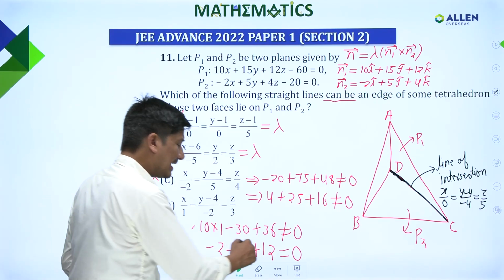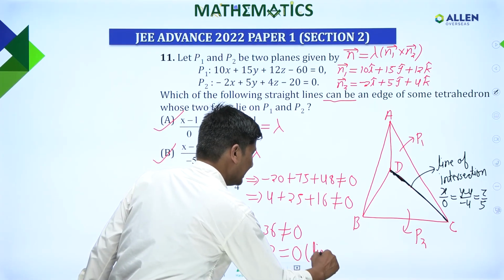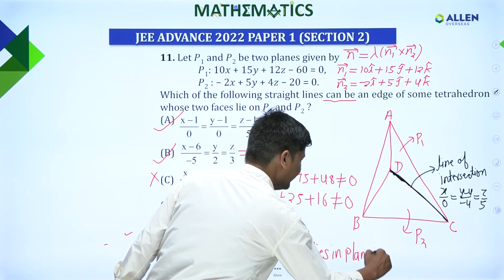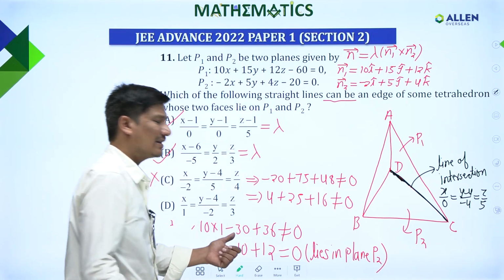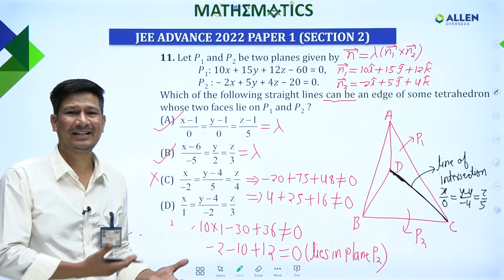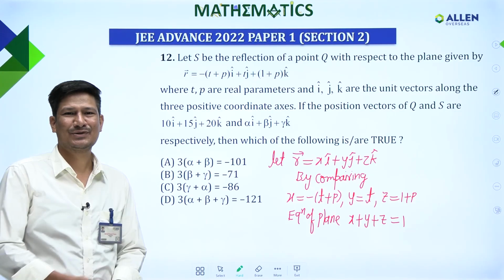It means this line lies in plane P2. It means that it can be the possible edge of the tetrahedron. Okay, so it was a basic question of 3D geometry. Hope everybody understood. So, next question.